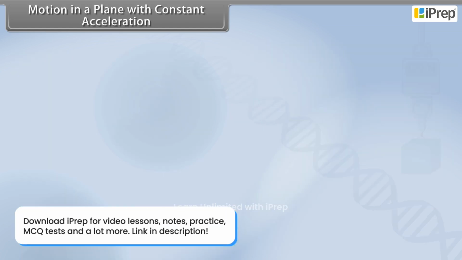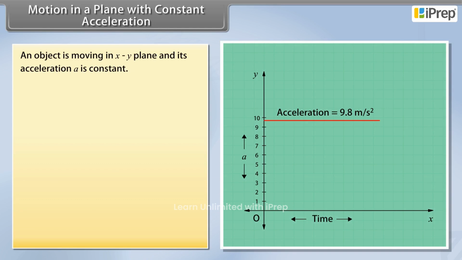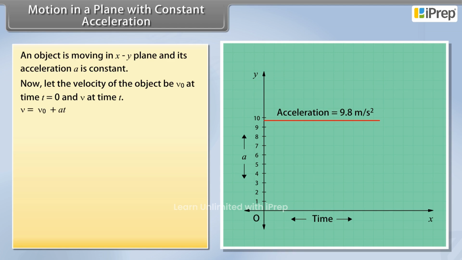Motion in a plane with constant acceleration. Let us take an example to understand. An object is moving in the xy plane and its acceleration a is constant. Now, let the velocity of the object be v0 at time t equal to 0, and v at time t. v is equal to v0 plus at. This is the equation in component form.